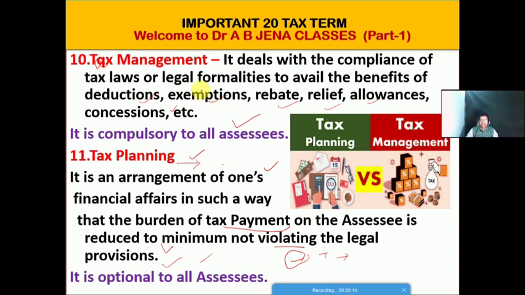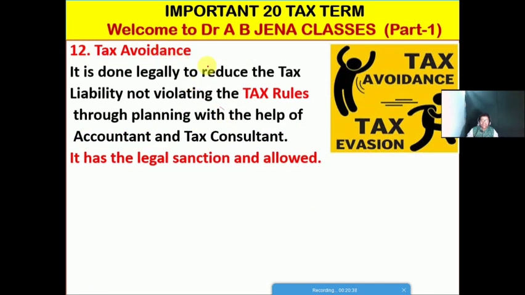Clear? This is about how to avail or minimize the tax without violating the legal provisions, and what deductions, exemptions, rebates, reliefs, allowances or concessions you can avail. The chartered accountant, financial advisor or financial consultant will guide you. You can take help from them. So next one is tax avoidance.